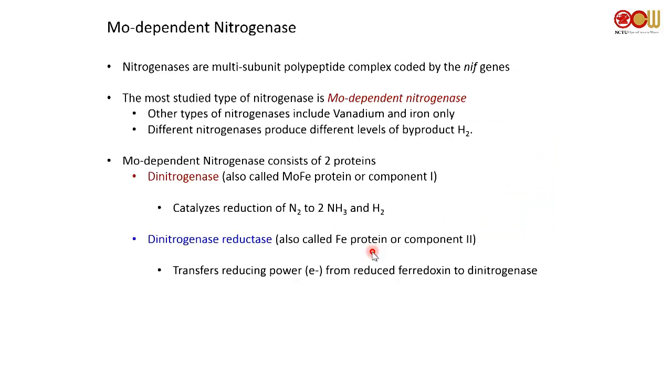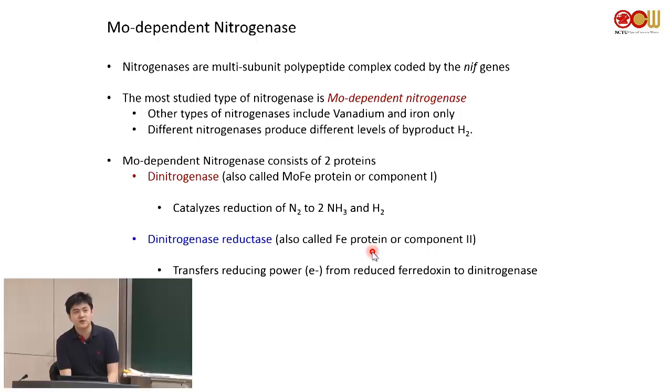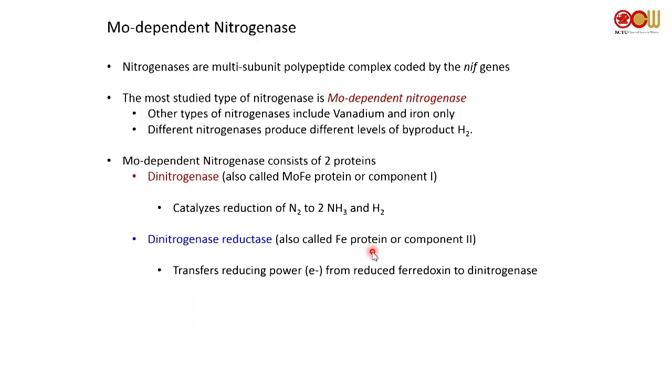All right, there are different kinds of nitrogenase. Most nitrogenases are multi-subunit polypeptide complexes coded by the NIF genes. So if you read a paper that says we discovered blah blah NIF blah blah, usually that just means they are talking about nitrogenase-related genes. The most well-studied type of nitrogenase is the molybdenum-dependent nitrogenase, the Mo-dependent nitrogenase. There are other types, for example the vanadium nitrogenase or the iron-only nitrogenase. You have different kinds, but the most well-studied type is the molybdenum Mo-dependent nitrogenase.